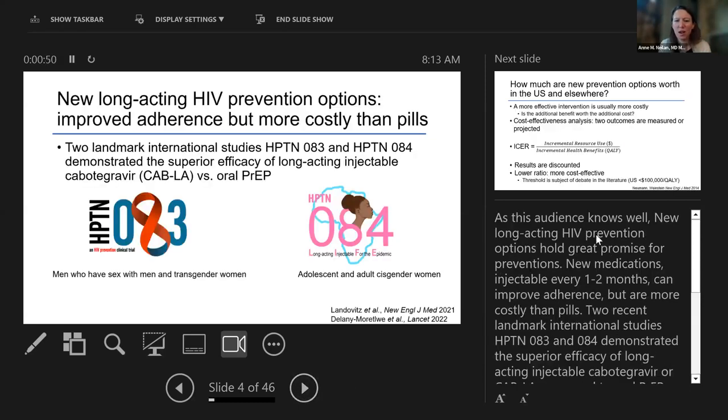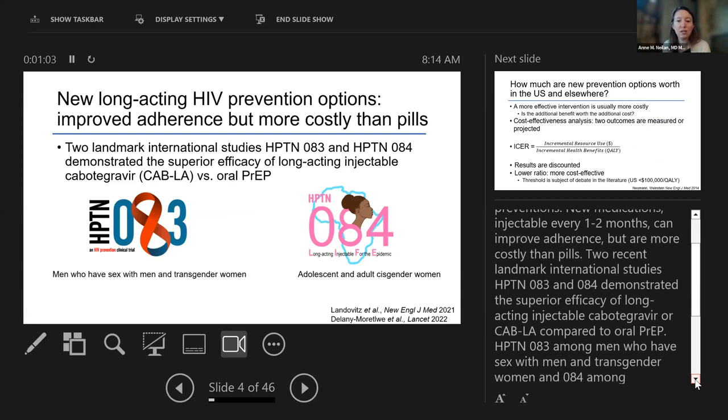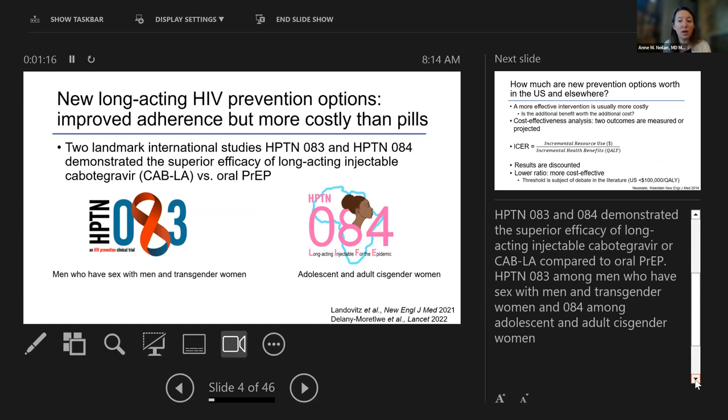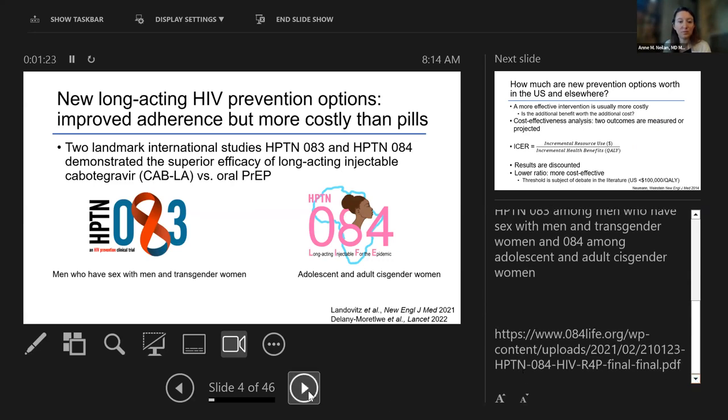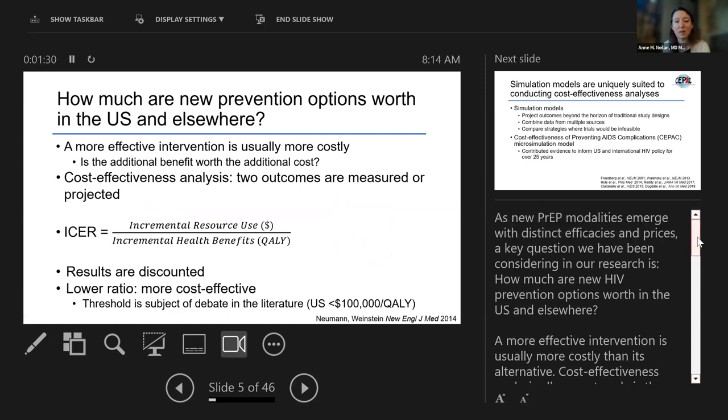Okay, we'll go to the next slide now. So this audience knows well that new long-acting HIV prevention options hold great promise for prevention. New medications, injectable every 1 to 2 months, can improve adherence, but are more costly than pills. Two recent landmark international studies, HPTN-083 and HPTN-084, demonstrated the superior efficacy of long-acting injectable cabotegravir, or CAB-LA, compared to oral PrEP. HPTN-083 among men who have sex with men and transgender women, and 084 among adolescent and adult cisgender women.